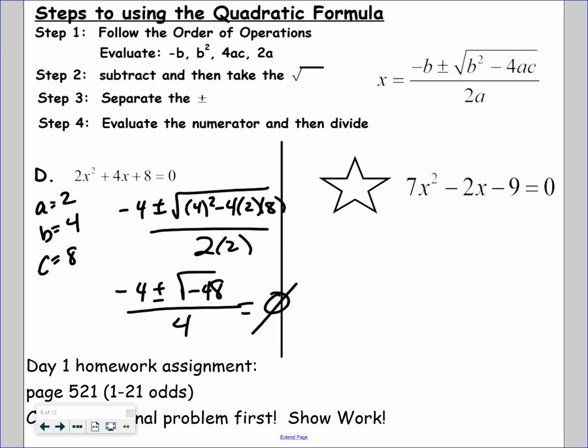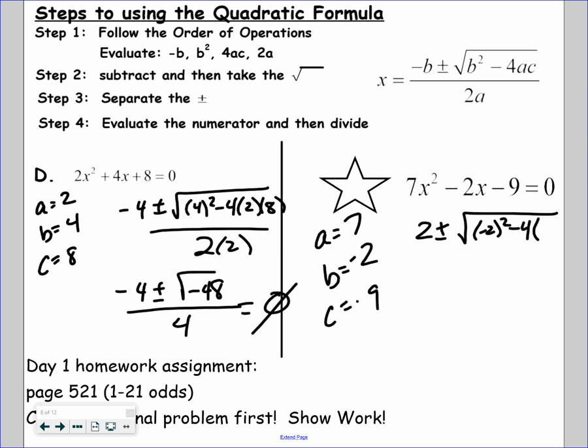And I'm back. I'm going to go ahead and do this now. A is 7, B is negative 2, and C is negative 9. So negative b plus and minus the square root of b squared minus 4ac. I can't flip my negative 9 in there. All over 2a. So 2 plus and minus the square root.